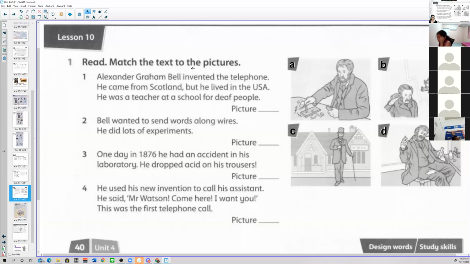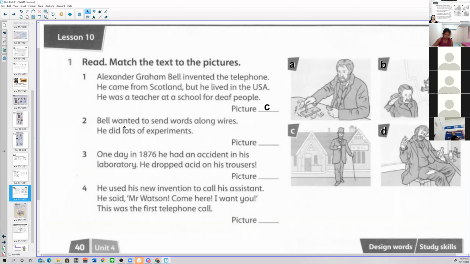All right. How about we do it together? Number one, Alexander Graham Bell invented the telephone. He came from Scotland, but he lived in the USA. He was a teacher at a school for deaf people. You know what deaf people means? People who have hearing disabilities. They cannot hear or talk. So he's a teacher for the kids who cannot hear or talk. So which picture is it? B, good.